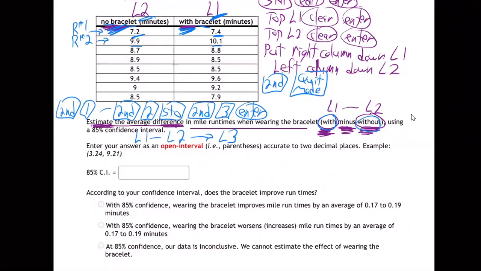Once you do all that and then hit the enter button, you'll get a confidence interval, and then you have to round it to 2 places. And so when I rounded mine, I got, what did I get? -0.19, comma, 0.17, I think. Let me double check real quick on my calculator.